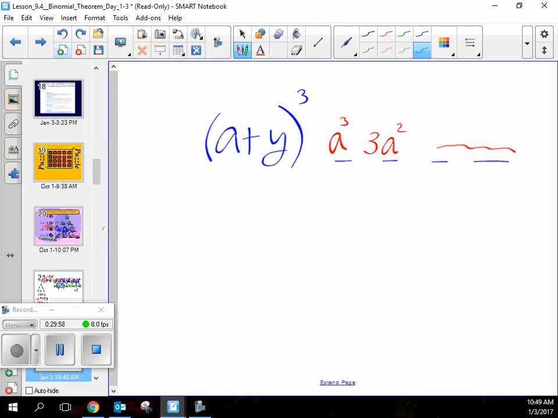This would be b to the, oh, in this case, y. Y to the 0, y to the 1. And then I can go back and do my Pascal's triangle that's got 4 spots. That's 1, 3, 3, 1 if you want to memorize it. And there we go. And then which one was important? That guy. 3a squared y to the first.